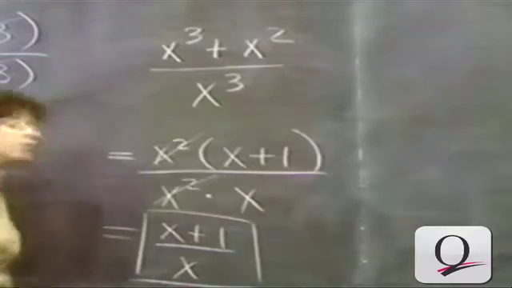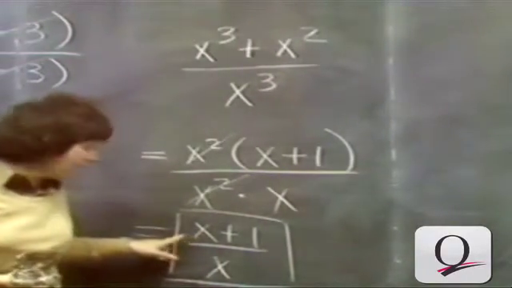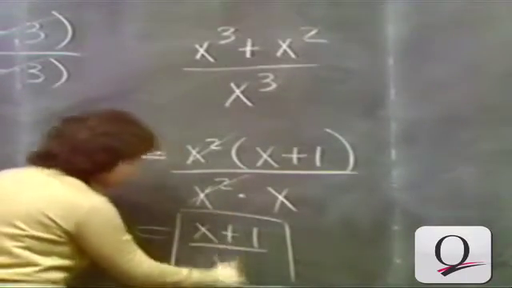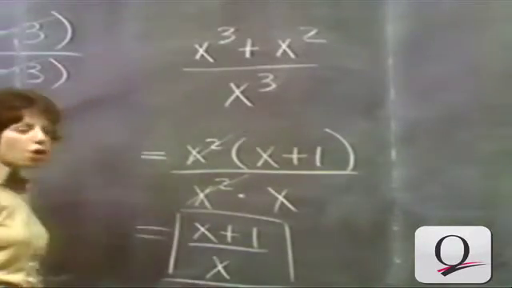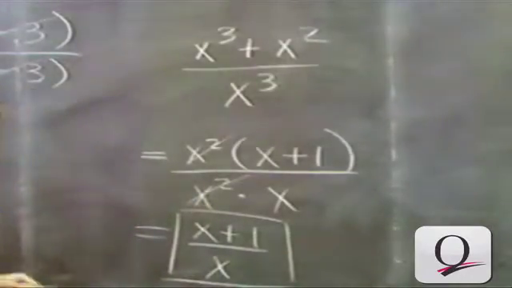And this is as far as you go. Don't think that you're going to improve on this answer by canceling out the x's, because x is not a factor in the numerator. You can't cancel out the x's. Some students cancel out the x's and they say 1 plus 1 and they get 2 or something like that. This is as far as you go on this problem. X is not a factor in the numerator and it cannot be canceled out.